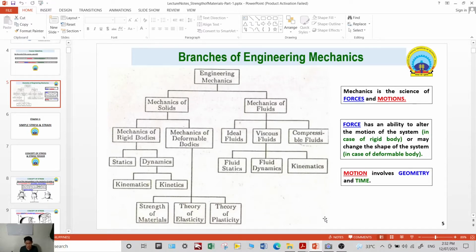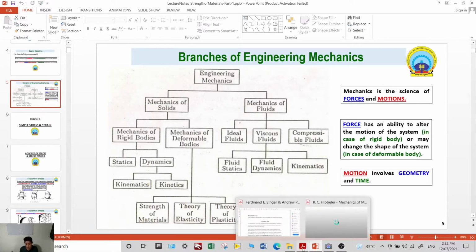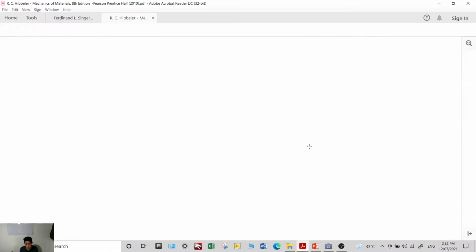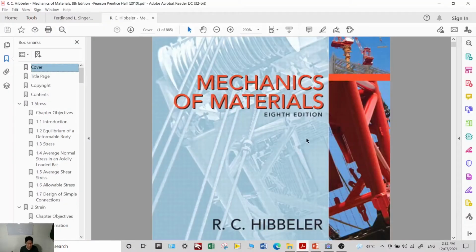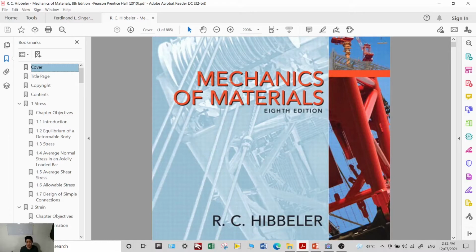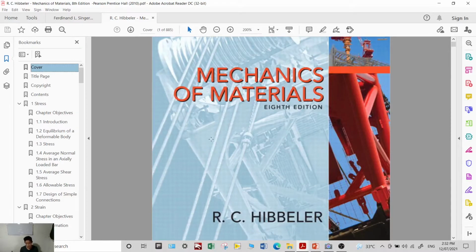In this subject, we have two reference books. You have Strength of Materials by Andrew Pytel and Ferdinand Singer. And also, we can use Mechanics of Materials by R.C. Hibbeler. For this lecture, we will use the book by Hibbeler.